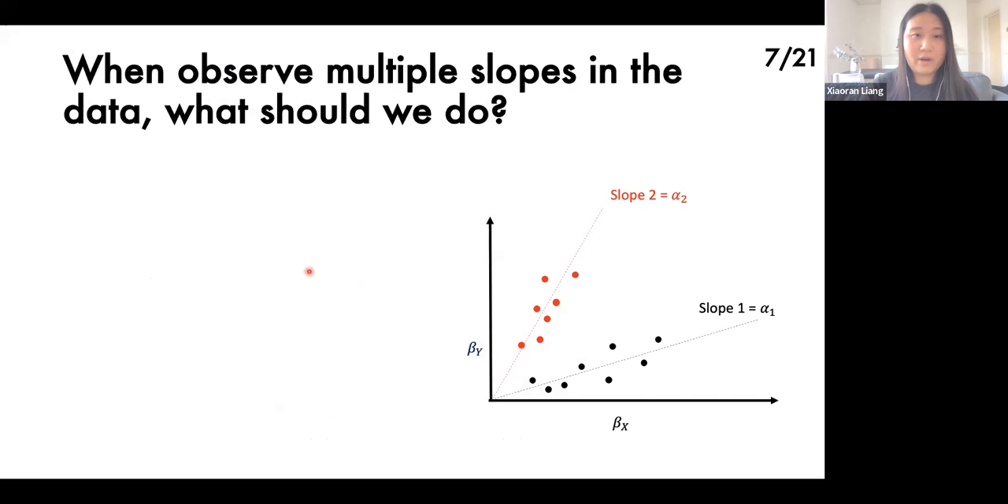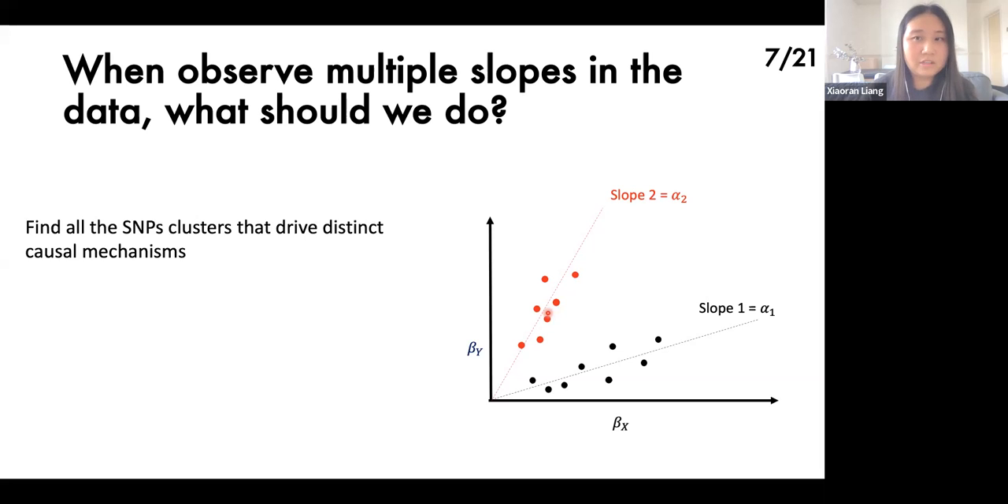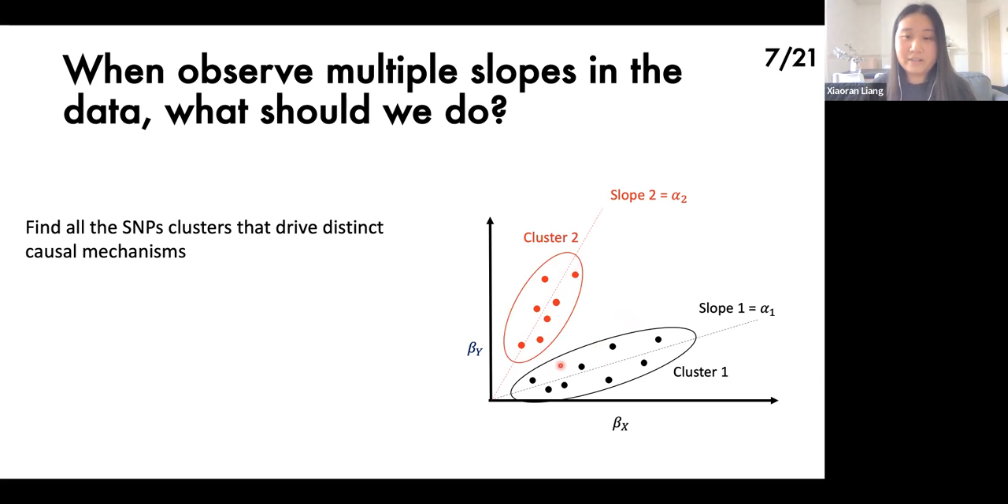Okay, so to summarize, when there are different slopes in the data, which might reflect multiple causal mechanisms from the exposure to the outcome, instead of using a standard MR model, which only estimates a single causal estimate, the thing we want to do is find all the SNP clusters that drive distinct causal mechanisms, and then estimate the heterogeneous causal effects. So this is why we want to do cluster analysis in MR studies.